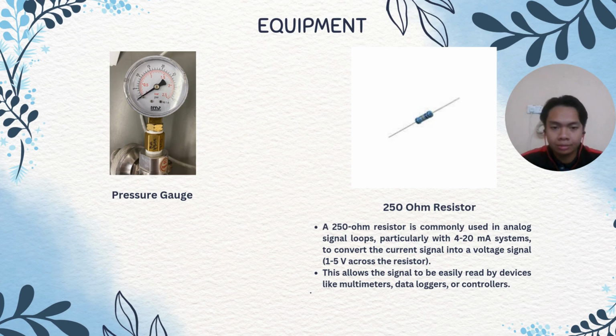Okay, so lastly is the ohm resistor. So this is commonly used in analog signal loops, particularly with 4 to 20 mA system, to convert the current signal to voltage signal. And then this will allow the signal to easily read by devices like multimeter, data loggers, or controller.